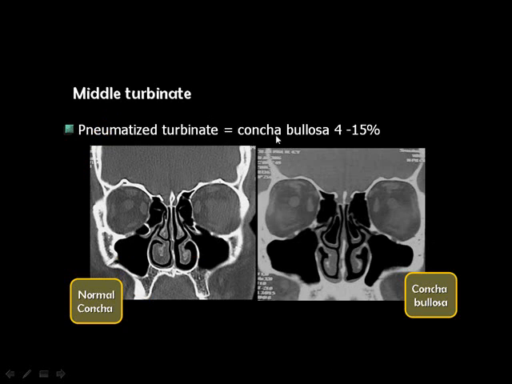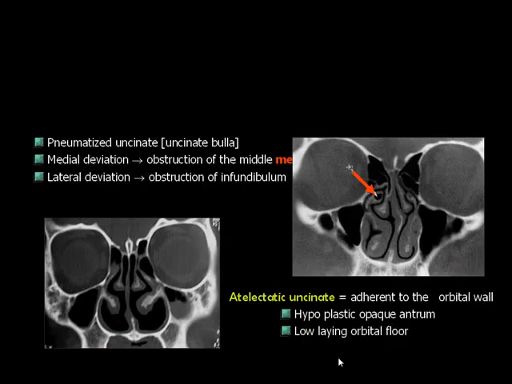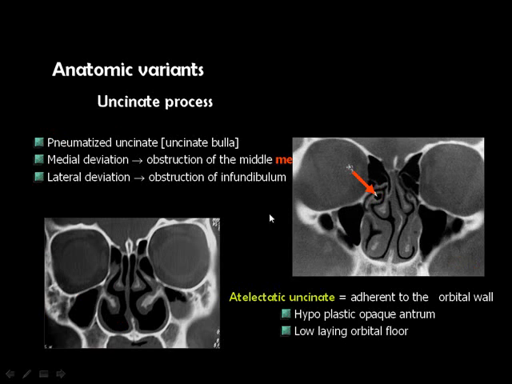The middle turbinate commonly shows what we call concha bullosa, meaning pneumatization of the middle turbinate, which may be unilateral or bilateral, may be equal size or of different size. Then the uncinate process may be pneumatized also, and this is known as pneumatized uncinate process, like this example, and it may be medially deviated, encroaching on the middle meatus, or laterally deviated, encroaching on the osteomeatal complex.